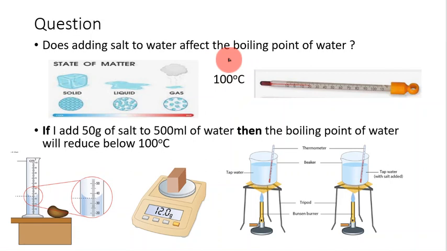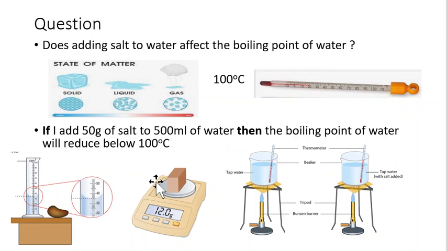So again, in order to investigate a question, this is a question that's appropriate for scientific investigation because we can come up with a way to test it. So if we take this, we can change it into an if-then statement. An if-then statement is where we get very specific about the question and what we're trying to answer. So we can say, if I add 50 grams of salt into 500 mils of water, then the boiling point of the water will reduce below 100 degrees Celsius. So this is an if-then statement. If I do this, then this will happen.